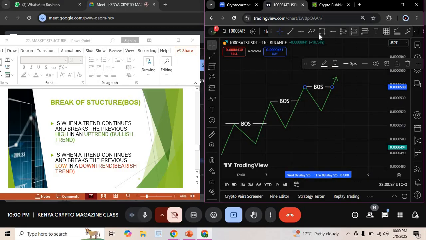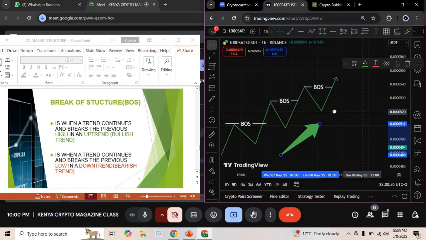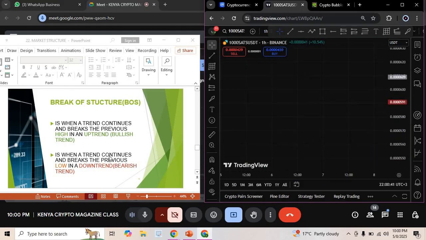So that's a break of structure. In the case of what? In the case of an uptrend like that. That is what you call a break of structure. A break of structure in the case of a downtrend is when a trend continues and breaks the previous low.